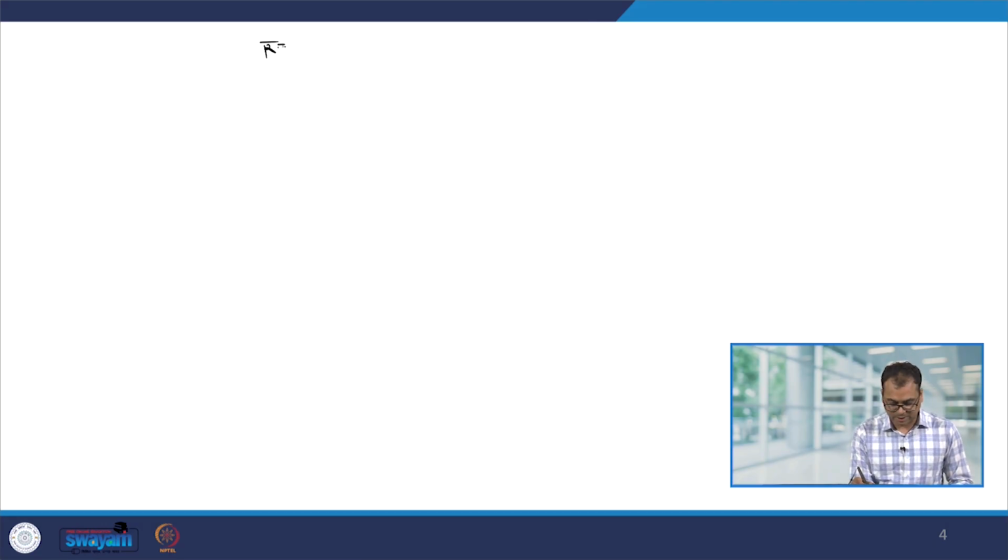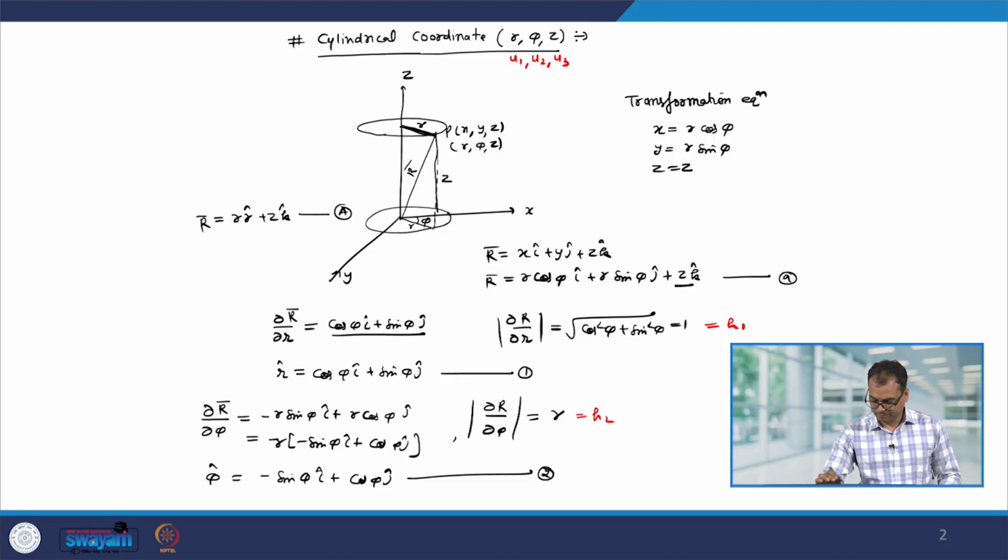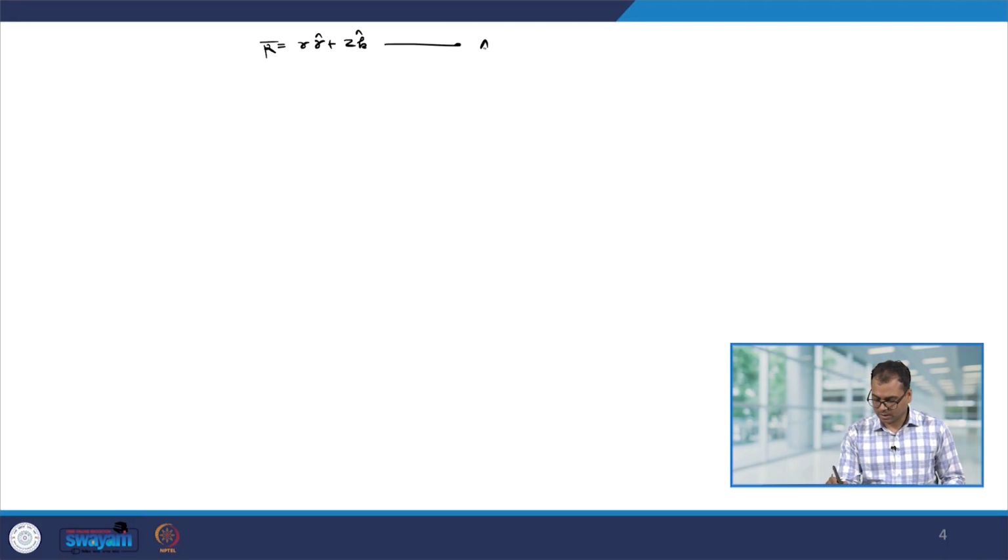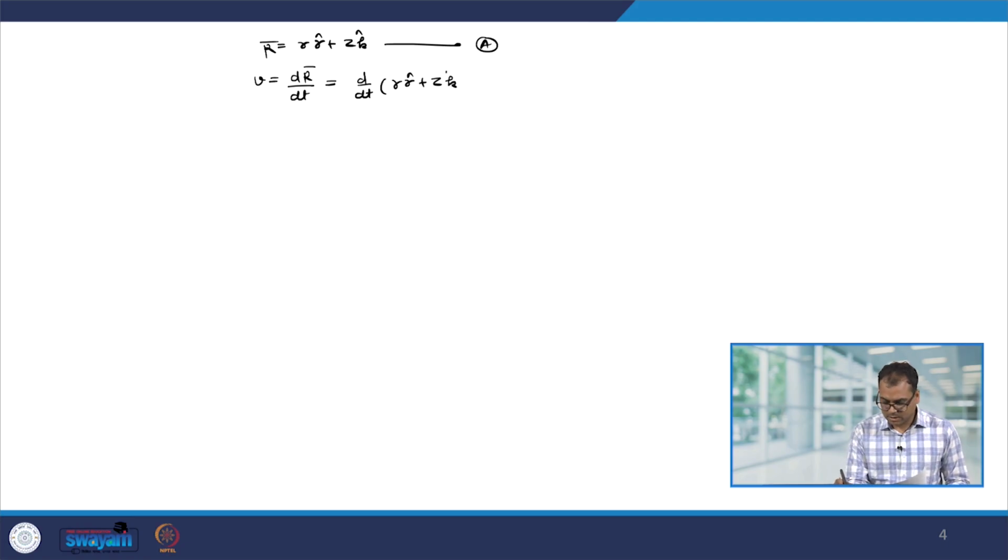So as I said, vector r is r r cap plus z k cap. This is equation number A. So velocity v is nothing but dr over dt, and it will be d by dt of r r cap plus z k cap. So let us differentiate this. So we have r dot r cap plus r r cap dot, and k is constant. So therefore it will be just z dot k cap.